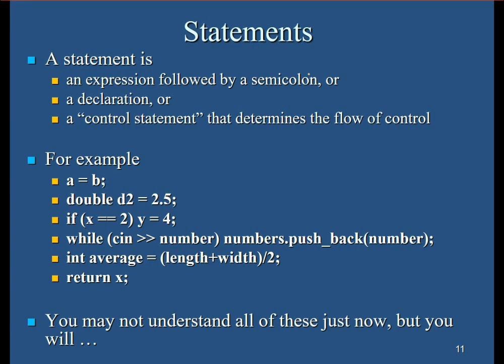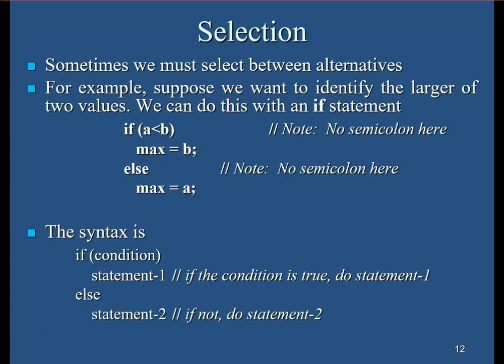A statement is an expression which is followed by a semicolon, or a declaration, or a control statement that determines the flow of control. For example, A is equal to B, assignment. Double D2 is equal to 2.5, assignment. If X is equal to 2, Y is equal to 4. This is again a statement because we are selecting something. While, again an iteration, is a whole statement. Integer average is equal to length plus width by 2. This is again a statement. Return X is also a statement. So you may not understand all of these just now, but when you program, you will.